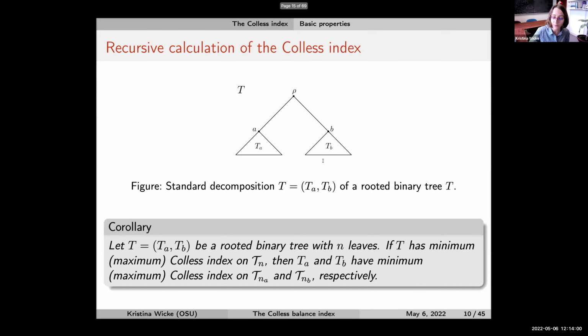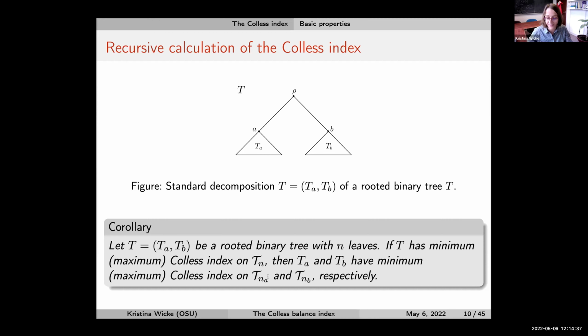And a consequence of the recursiveness of the Colless index is also the following statement. And this will be relevant as we're considering maximal and minimal trees. So the statement is, suppose T is a rooted binary tree with n leaves, and T has minimum or maximum Colless index among all trees with n leaves. Here T_n is the space of all trees with n leaves. If that is the case, then TA and TB must also have minimum, respectively maximum, Colless index on their numbers of leaves respectively.